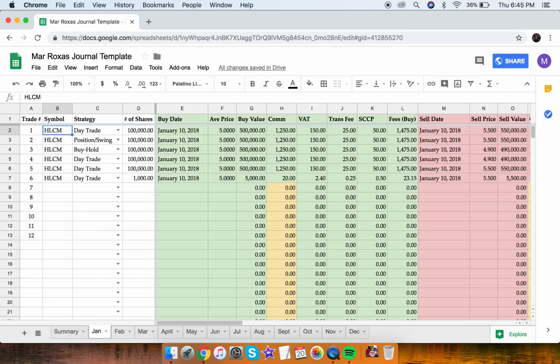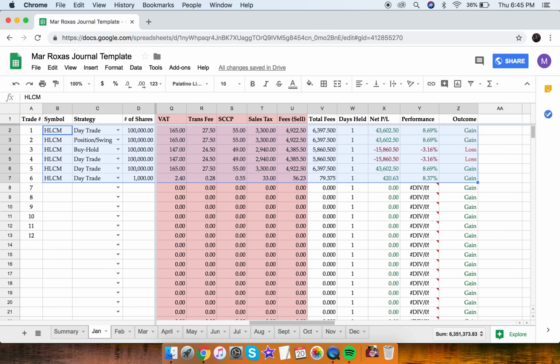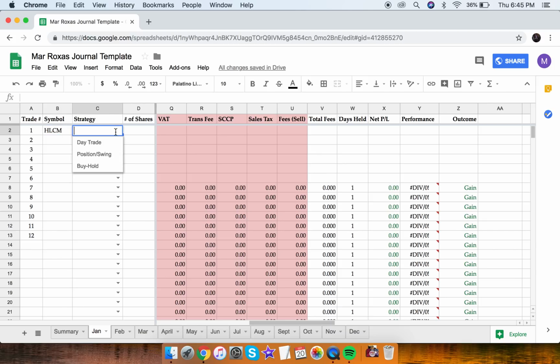Let's delete this first. Let's start with a clean slate so that we will have a full appreciation of this journal template. What I entered earlier, I don't know if you noticed, was Full Sim. Let's use that again, HLCM. Say, for example, our strategy for our first trade of the year is day trade. Number of shares, let's say 50,000 shares.